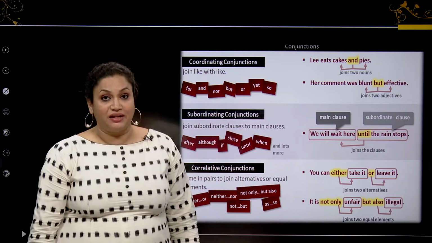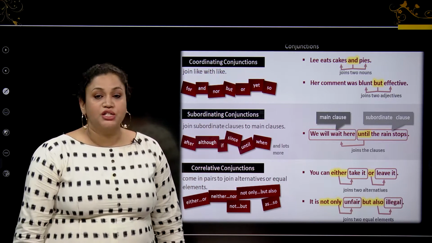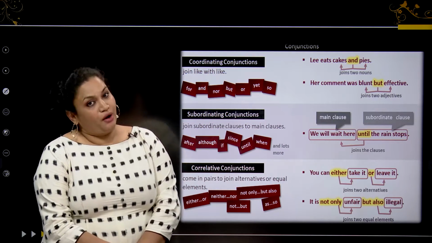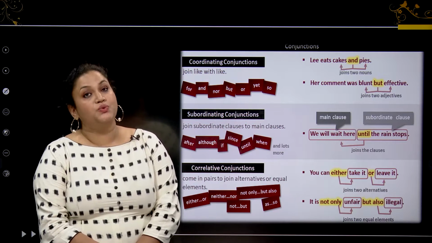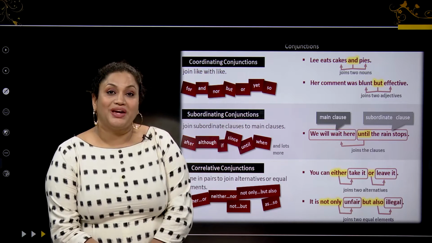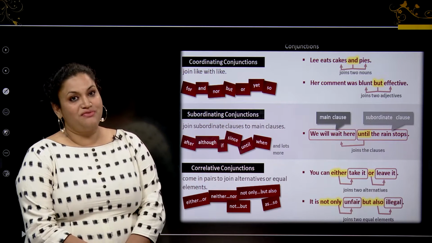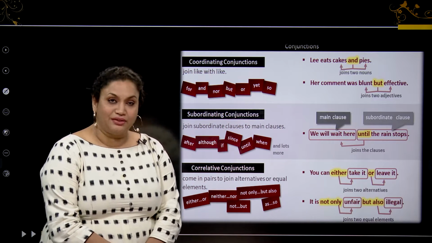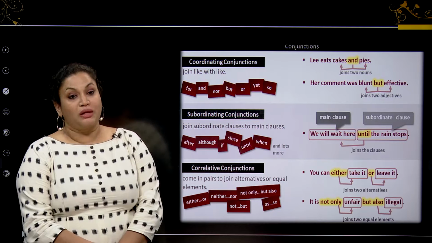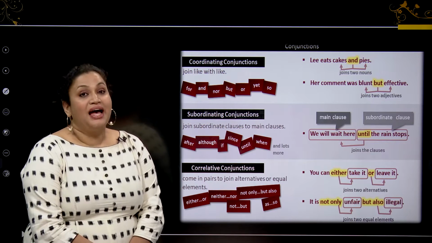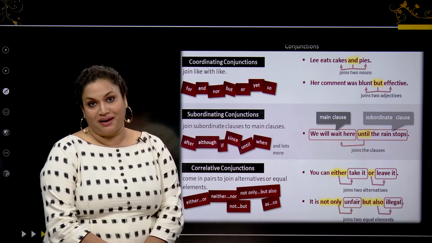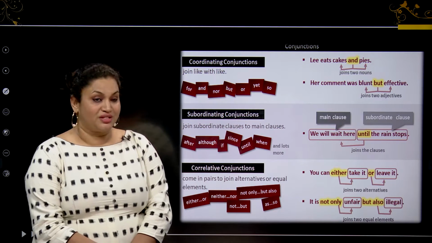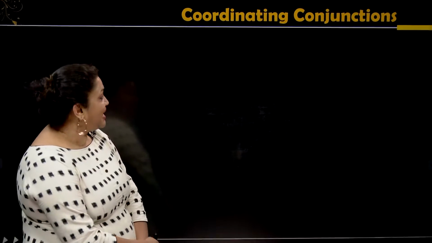Then come the correlative conjunctions. In correlative conjunctions, we generally have a pair of words, and we have to use both. We cannot do away with just one. For example, neither nor, either or, not only but also. They come in a pair, and we have to use them in a pair. We cannot get away without using them in a pair. Okay, so that is about this.